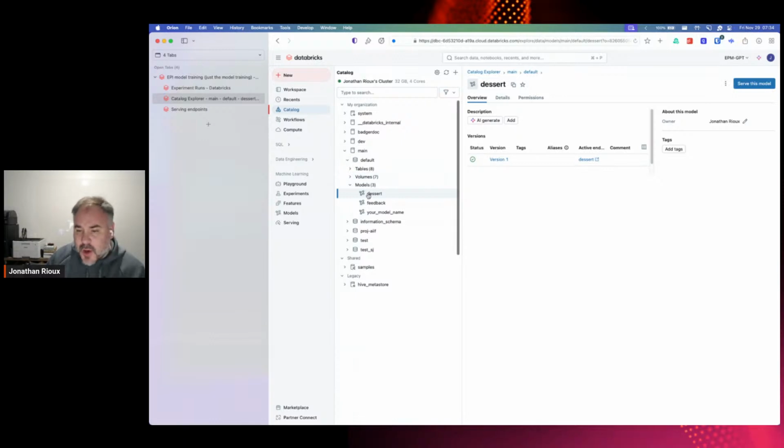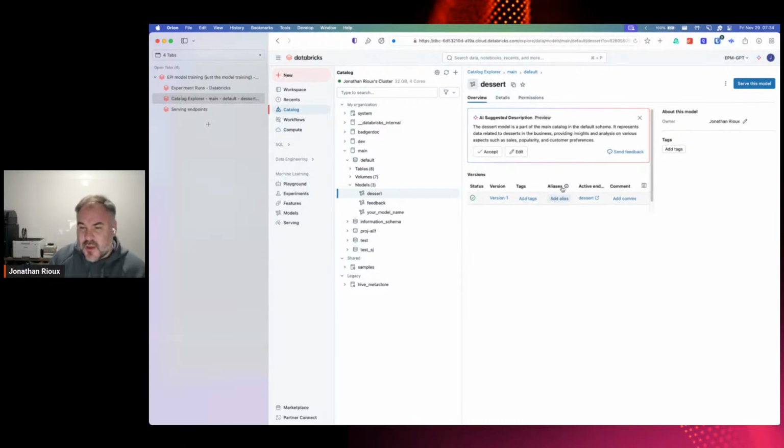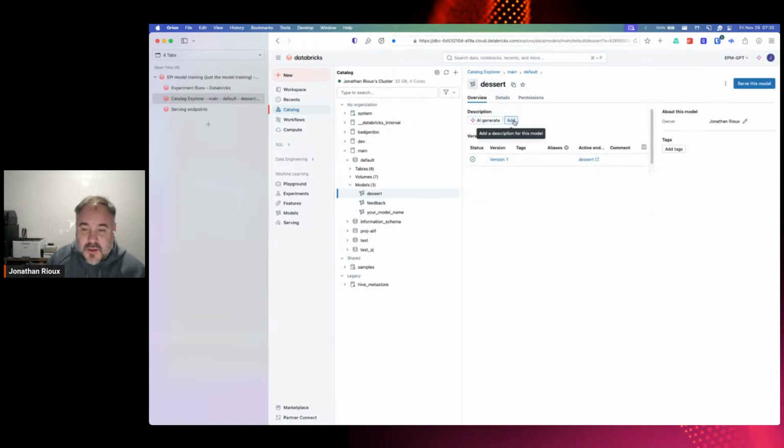And then we have our model. So I have a version 1. I can add tags, aliases, comments, everything that you want. I can also use, actually, why not do it this morning? It gives me an AI suggested description, which is garbage. Main catalog default schema, very nice. I could have figured that out. Represents data related to desserts in the business, providing insights and analysis, sales popularity, and customer preference. Absolutely abysmal. Completely wrong. So I'm not going to add it.